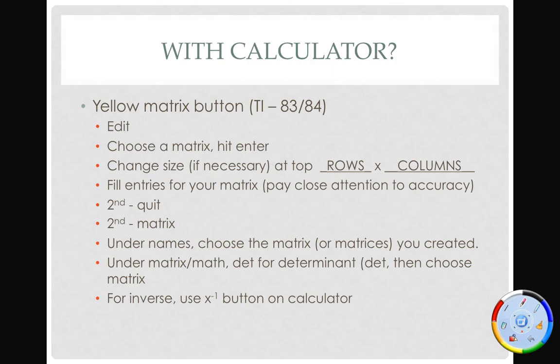If you have taken chemistry or anything where you had to do regression lines and all that sort of stuff, it's very important that you pay attention to your accuracy. If you were supposed to write in a -2 and you wrote in a 2, things are going to come out wrong. So be careful. Then you quit, and then you go back and you choose a matrix. And you can do all sorts of stuff. They have math where you can do determinant. You could do the inverse. All you have to do is choose the matrix and go to the -1 button on your calculator.